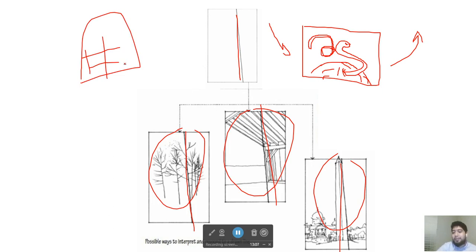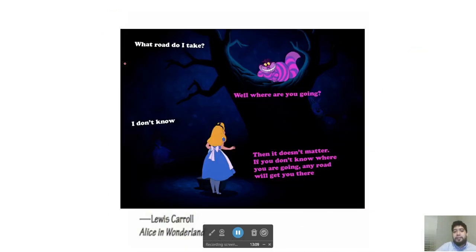Maybe some lines will influence you to do things. Again, if you're faced with this dilemma, what do I draw? This is a good quote to remember from Alice in Wonderland. Alice has to take a decision and she's like, what road do I take? And the answer is, well, where are you going? And she's like, I really don't know. And so the answer then is, it doesn't really matter. If you don't know where you're going, any road will get you there. And so that's a good quote to remember for architecture. You're like, where are you going?